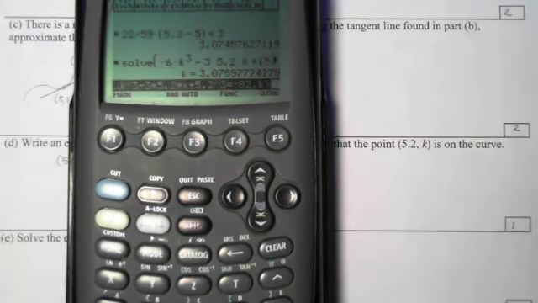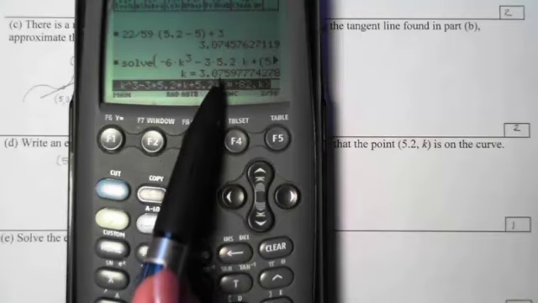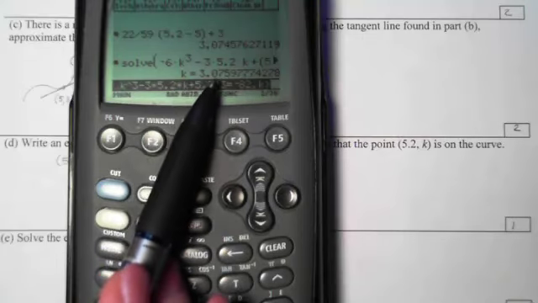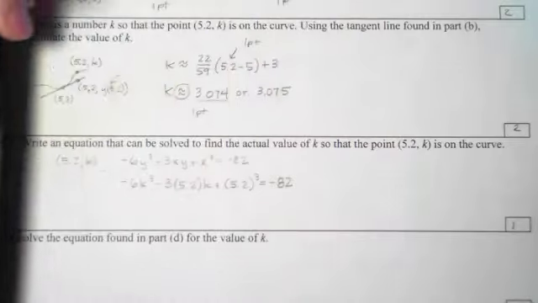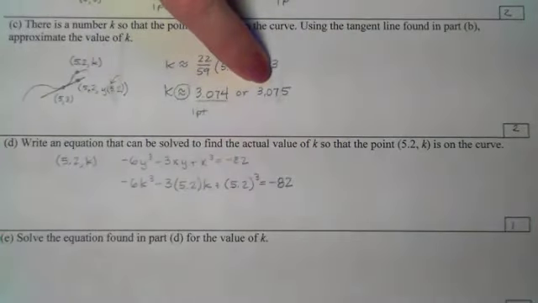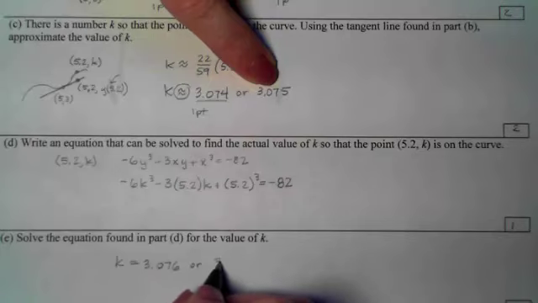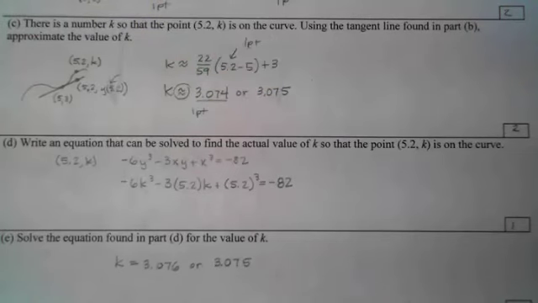Now ideally this true value that comes out should be pretty darn close to the value we found in part C. And if we look here, it's 3.075977, which is about 3.076. Notice how close that is to the approximation that we got off of our tangent line. So k in this case will be 3.076, or you could have truncated and got 3.075. So that's your final point for the 9.